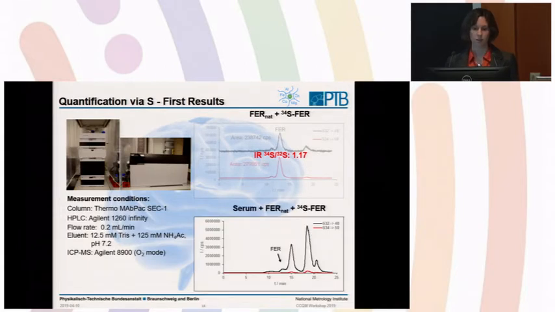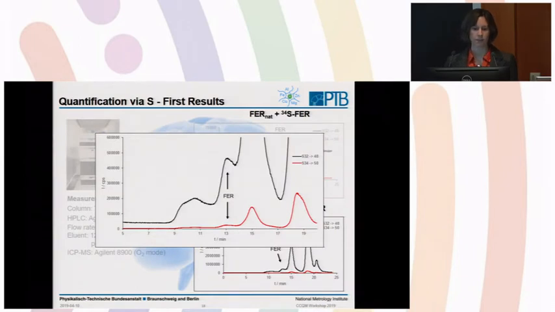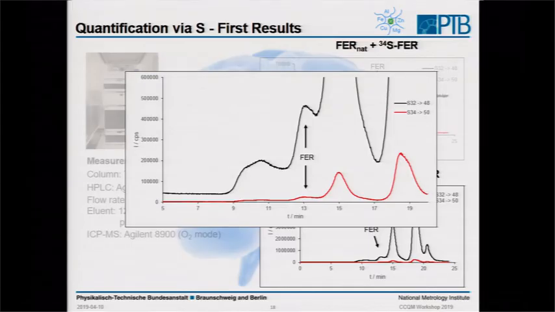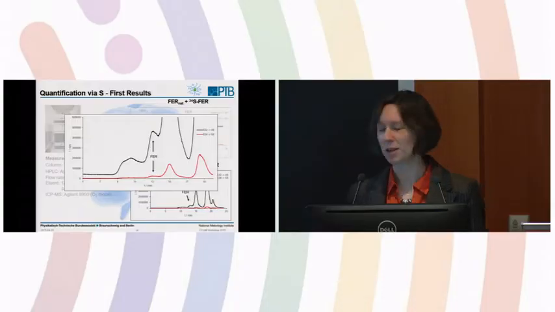You can see here the expected ferritin peak is very small. It should be larger. And if you have a closer look at this part, you can see that the 34 peak is very small. So I started calculating, and I found that neither the natural ferritin nor the spike material is really recovered. And I'm not sure where I actually lose it in the sample preparation, because it didn't happen without the serum, so it seems to react with something in the serum. And that's why I said biological systems always surprise you, not only the computer system at BIPM.